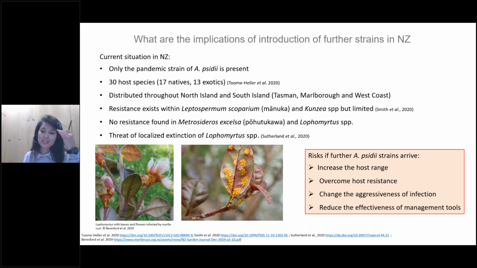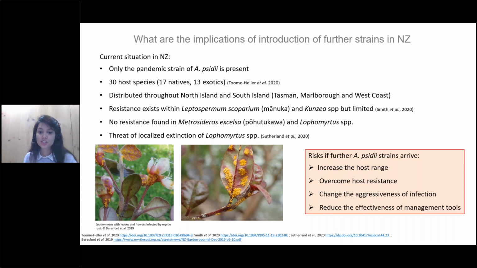In the field, we are only starting to understand the impact of the pandemic strain on highly susceptible species. Lophomyrtus species in particular are heavily impacted on their fruits, on their flowers, and at the seedling stage, which will ultimately result in these species disappearing from their natural environment. And we know that such a scenario is likely to happen because it is also what Australian scientists have reported with some of their species.